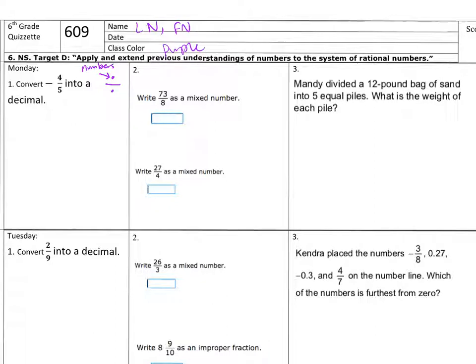So in this case, we have negative 4 divided by 5. That negative that you see in front could either go to the 4 or it can go to the 5. You just can only write it once. So if I have negative 4 divided by 5, I would write it like this, 4 divided by 5. And remember that it's a negative.